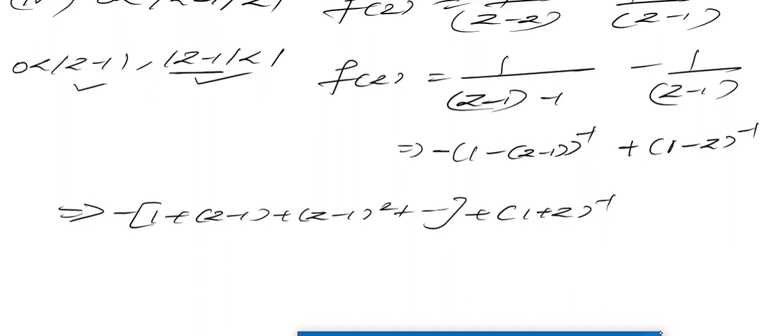Further simplification is not required because it's very clear it is a combination of positive powers of z minus 1 and negative powers of z minus 1, which gives the Laurent series. So in Laurent series you should be very clear about taking mod z less than 1. This is going to decide whether your function is a Laurent series or Taylor series, and this is a mandatory condition. Why? Because the series converges at this point.